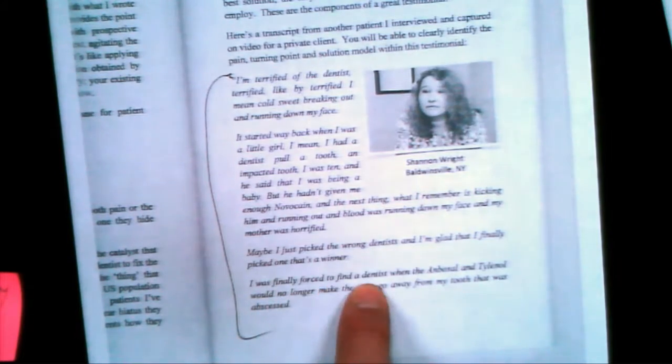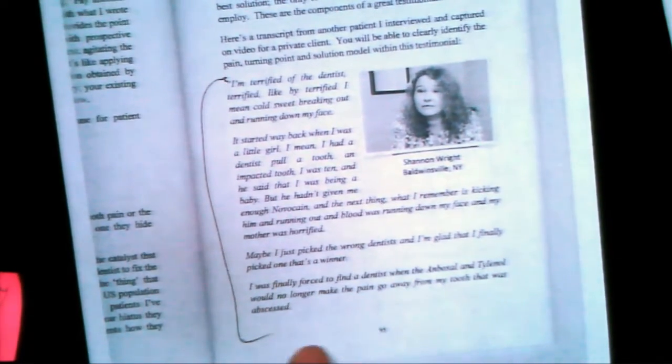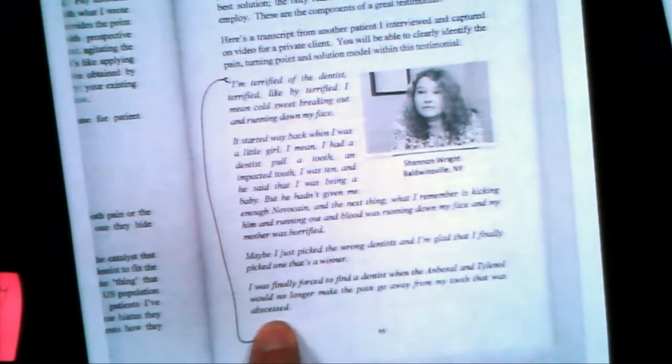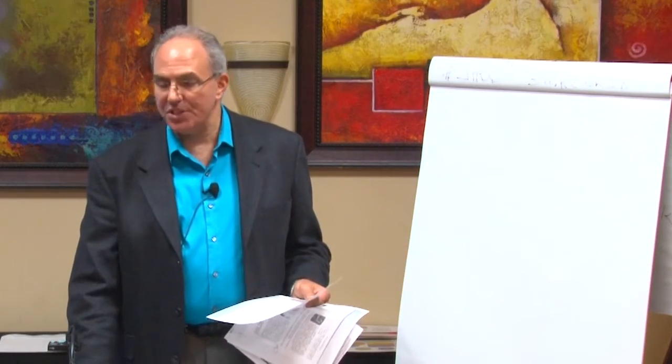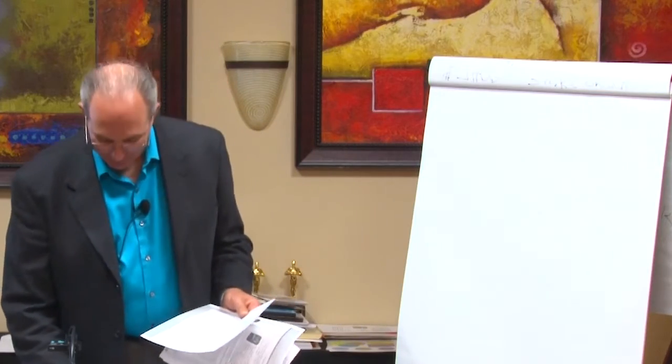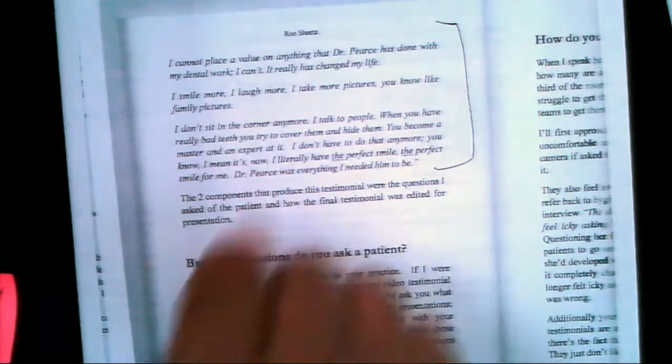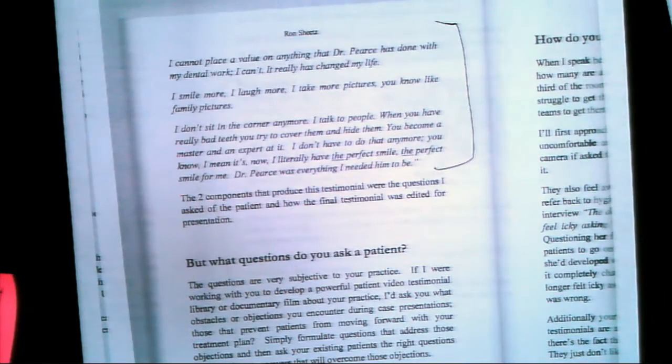I was finally forced to find a dentist when the Ambisol and the Tylenol would no longer make the pain go away from my tooth that was abscessed. See the transfer here? Connection? People have experienced that. She goes on to say, I cannot place a value on anything that Dr. Pierce has done with my dental work. I can't. It really has changed my life.